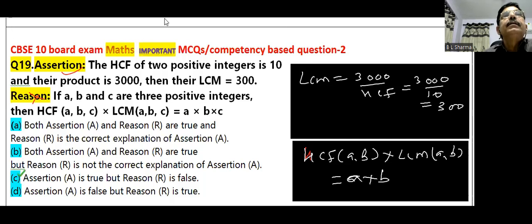That the assertion is true but reason is false. So C is the correct option here. Correct answer.